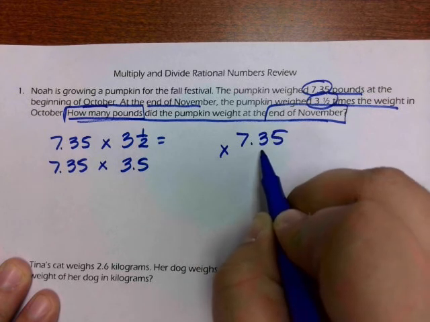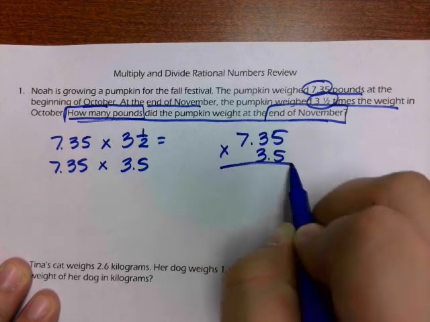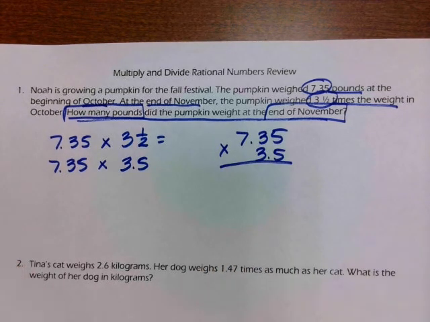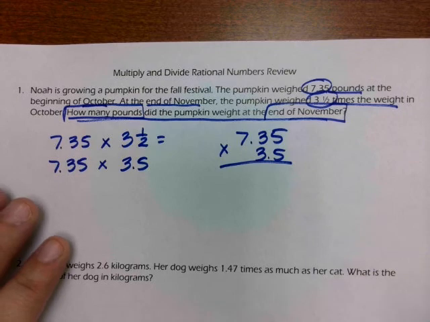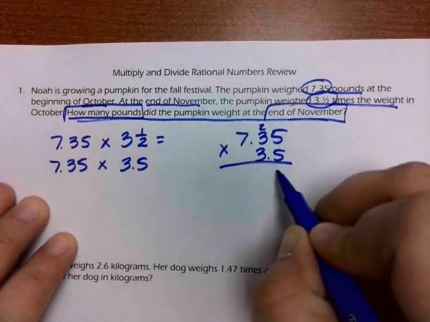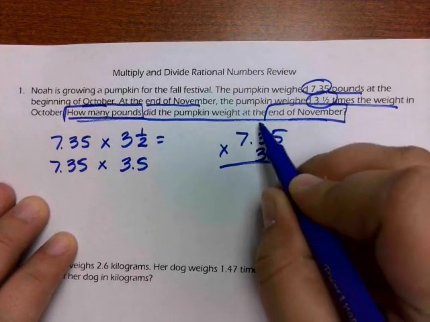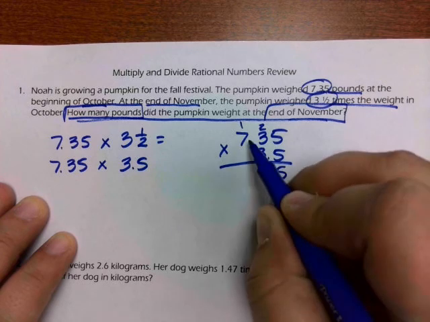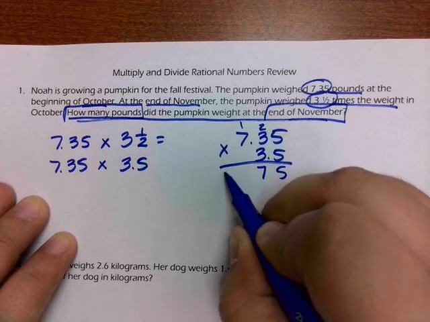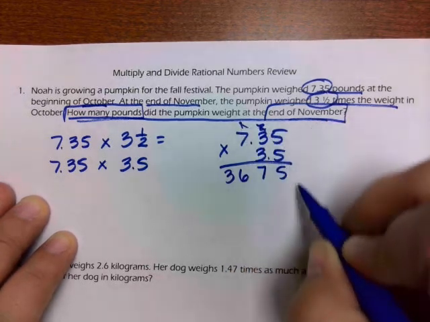7.35 times 3.5. Make sure you do not line up your decimals because it is pointless and it's making the problem longer and harder on yourself. Just line up your numbers and then worry about the decimal at the end. Alright, we get 25. 15 plus 2 makes 17. 35 plus 1 makes 36. Cross them off, put a placeholder.